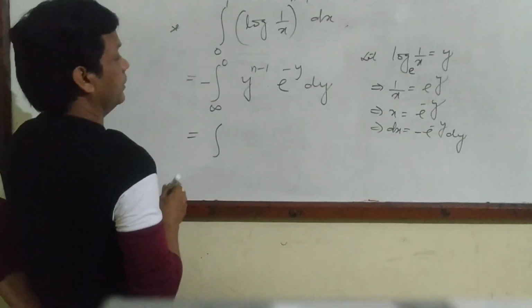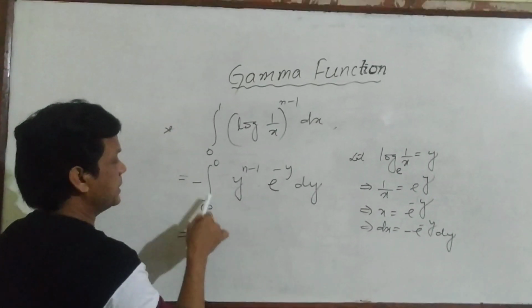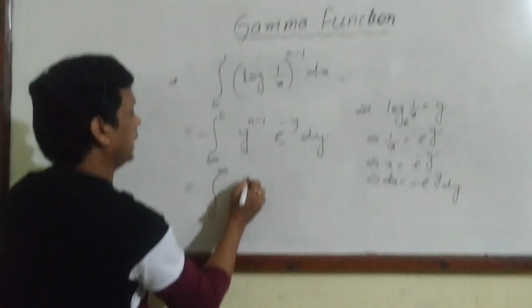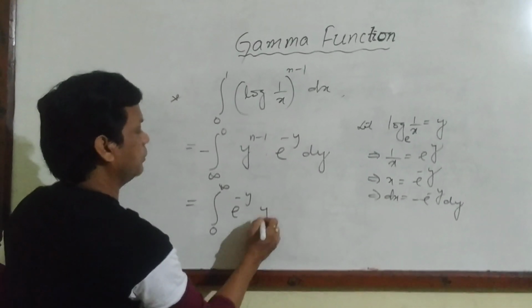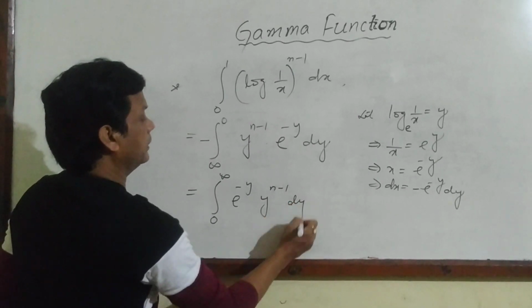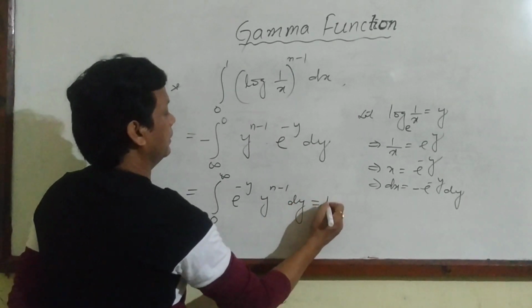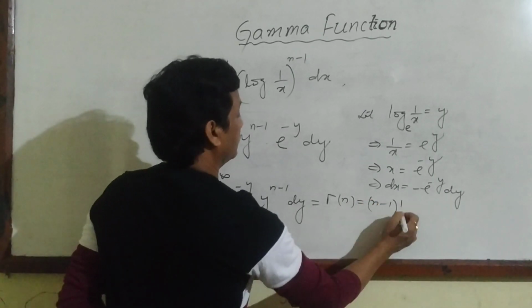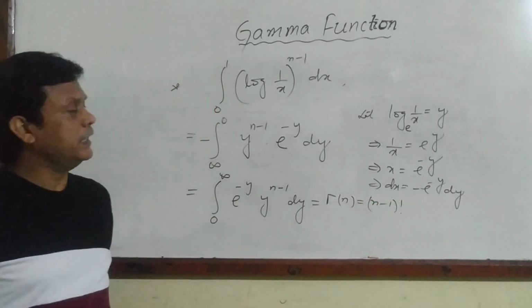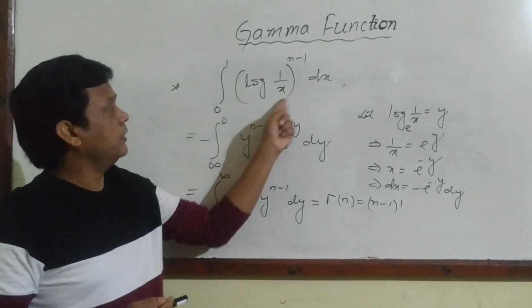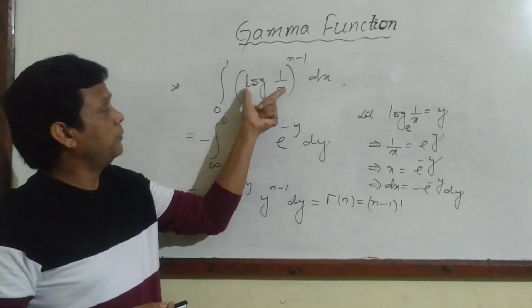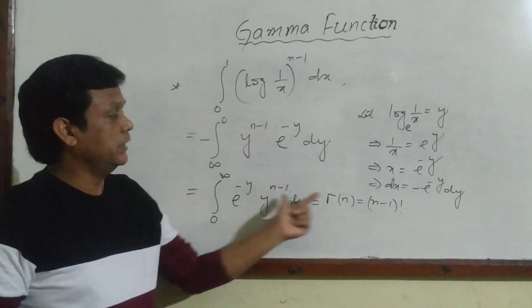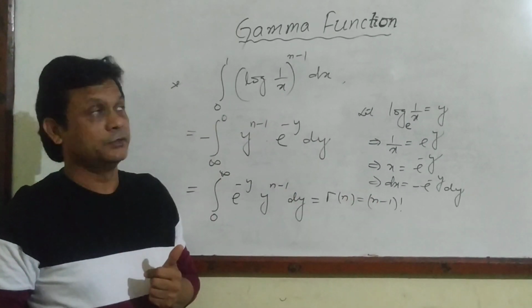So in order to make it positive, the limit will be changed. It will become 0 to infinity, e to the power minus y. I am writing e to the minus y first, and y to the power n minus 1 into dy. And this is gamma of n by definition of gamma function, which is equal to factorial of n minus 1. Log of anything it will be there, and if you put it as y, then it will come to the form of gamma function. Then you can apply the formula directly.